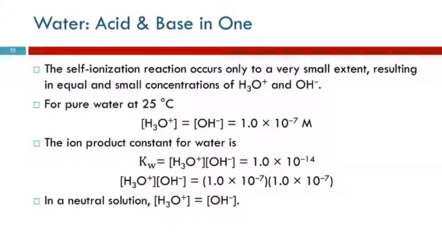So for pure water at 25 degrees Celsius, those concentrations are equal, and they are 1 times 10 to the minus 7 moles per liter. So that's 0.0000001 moles out of 1 liter of water. That's a very small concentration.